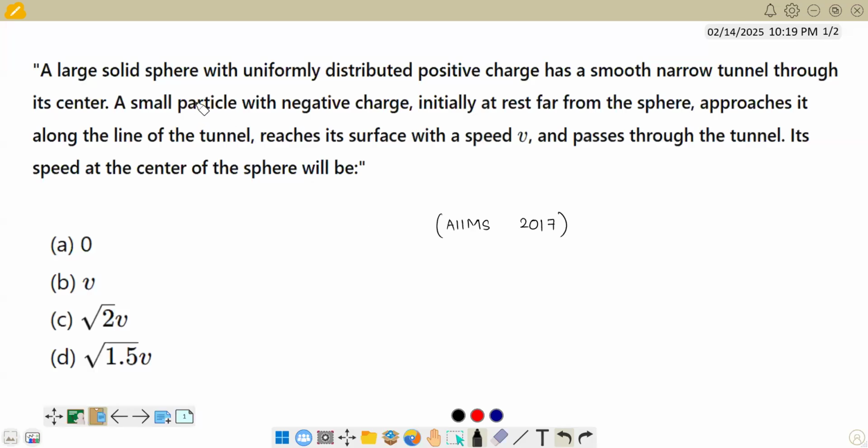Hello student, the question says a large solid sphere with uniformly distributed positive charge has a smooth narrow tunnel through its center. A small particle with negative charge initially at rest far from the sphere approaches it along the line of the tunnel, reaches its surface with speed v and passes through the tunnel. Its speed at the center of the sphere will be.